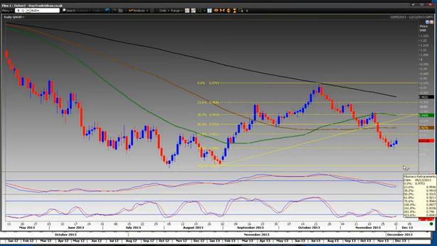I'm sure we'll see that eventually, but we may just trend sideways or edge slightly higher before we hit that, which could easily be seen before the end of December, that 88.90, 88.80 area.